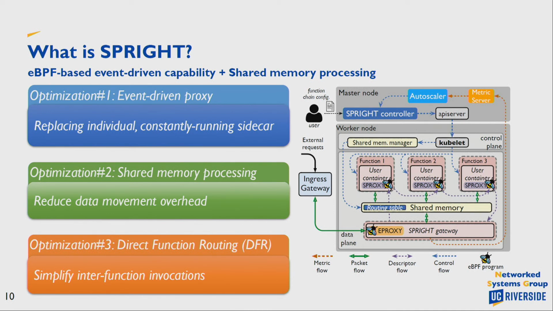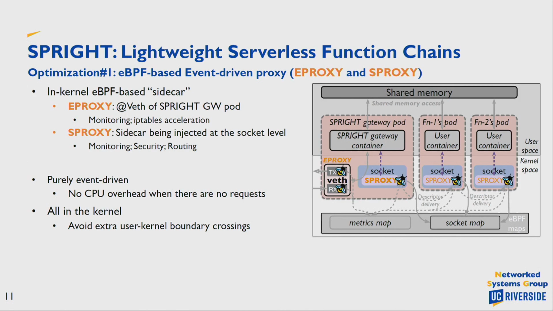And we have 3 optimizations in Sprite. For the first optimization, because there's lots of overhead introduced by this sidecar, we are going to use event-driven proxy to replace it. And for the interfunction data movement, we use shared memory processing so we can avoid lots of overhead, like data copies, context switches. And we introduce this Sprite gateway component to consolidate protocol processing. And we are also going to use this direct function routing, or DFR, to go from one function to the other one directly. And this can help us eliminate the need of an intermediate routing component like front end and simplify the interfunction invocations. So now I will give more explanation on each optimization.